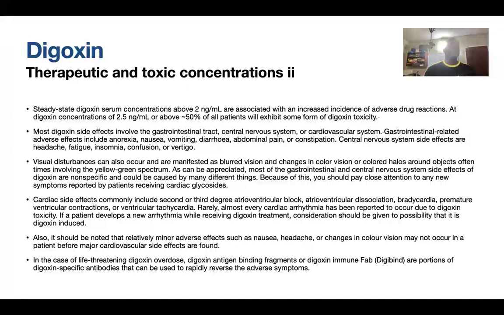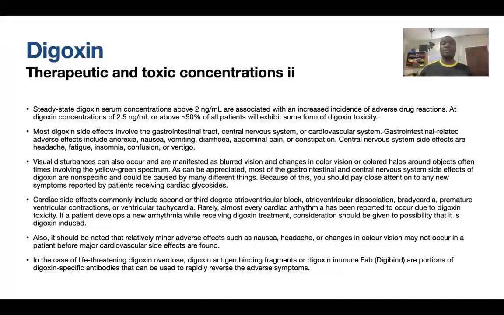Steady state digoxin serum concentrations above 2 nanograms per ml are associated with increased incidence of adverse drug reactions. At concentrations of 2.5 nanograms per ml or above, 50% of all patients exhibit some form of digoxin toxicity. So always try to ensure that your digoxin steady state concentration is kept below 2 nanograms per ml.